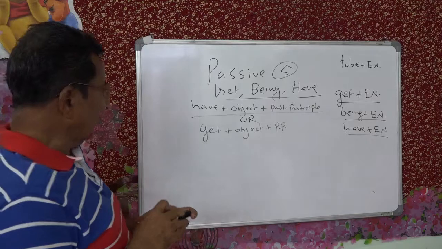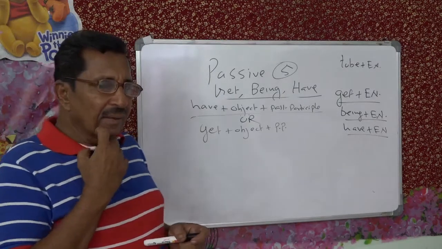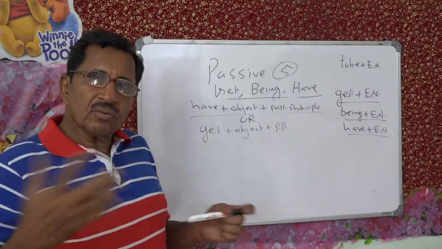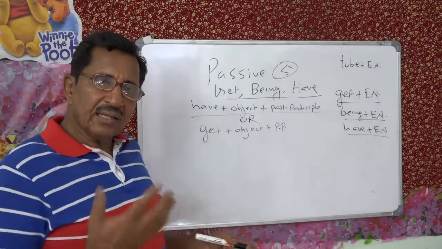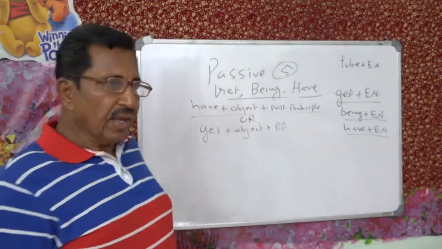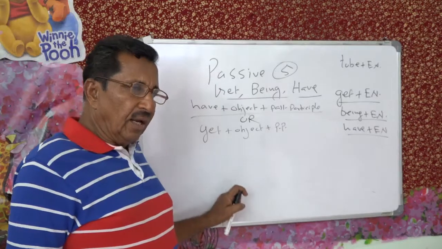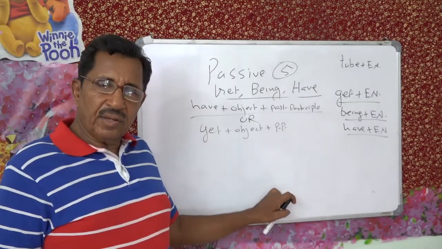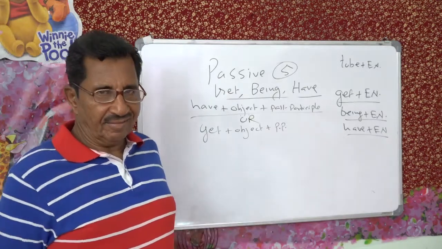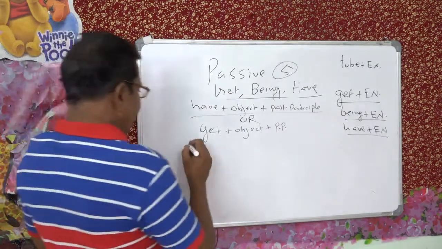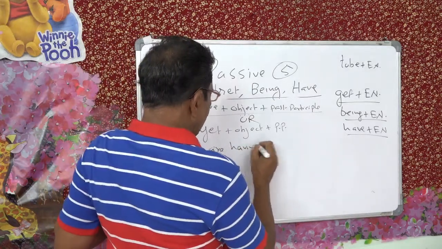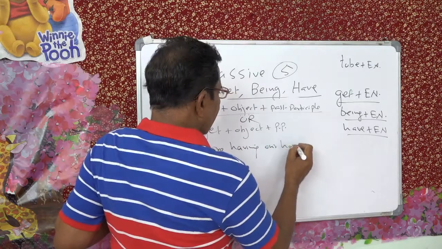So for example, the sentence that we had: mother got the room clean. Mother had the room clean. Instead of that, mother got the room clean. Understand? We are having our house painted. We are getting our house painted. Okay, I will write. We are having our house painted.